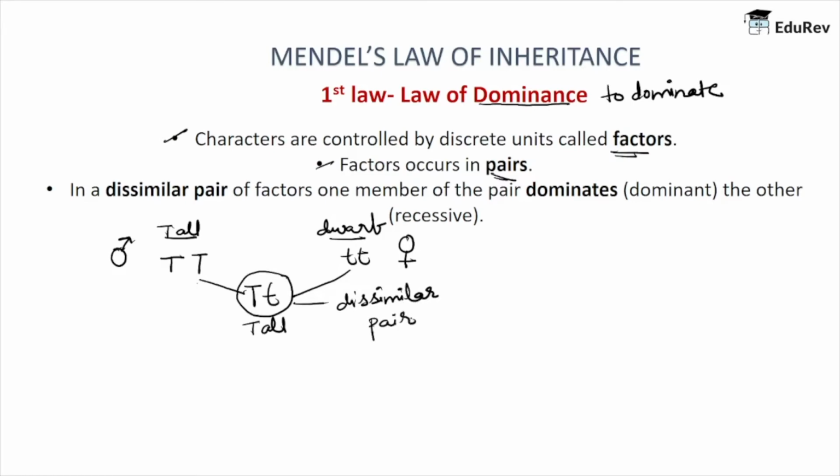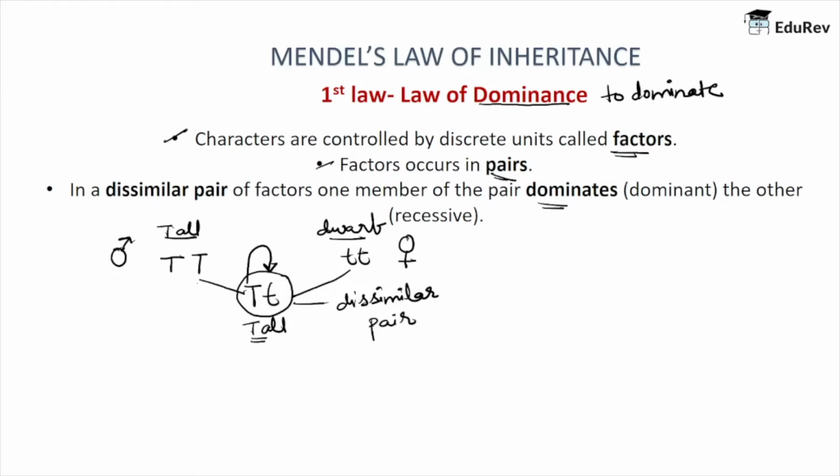Now study the third part. In a dissimilar pair of factors, one member of the pair dominates the other, which is the recessive one. It means this capital T is dominating over the small t. And that is why the result of the first generation is tall and not dwarf, because the factor tall is dominating over the recessive one, that is small t, for the dwarf. So that is what the law of dominance is.